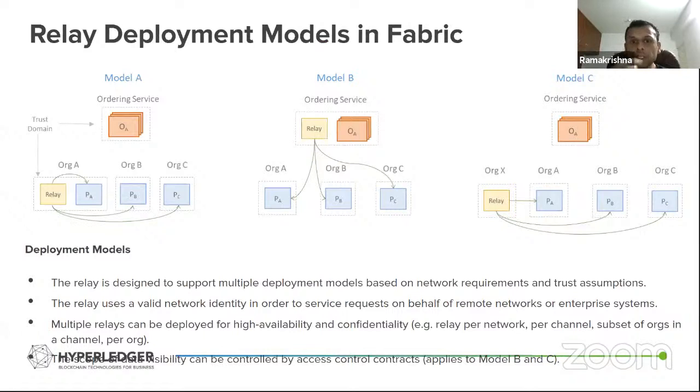The relay similarly, as model B shows, can be part of the ordering service organization, and as model C shows, can be its own organization. Because of its trustless nature, it doesn't really matter how you organize this. And similarly, we can deploy, and we have examples for a Corda network as well, where a relay can be affiliated with a particular Corda node, which is one of the primary members of the network, or it can be its own separate node, or it could even be associated with the notary, for example.